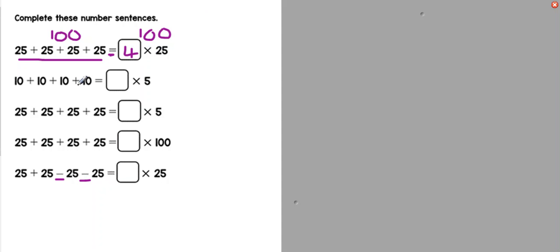Okay, so as I've said, work out this side first and it will help you to work out this side. Pause the video now and have a go.